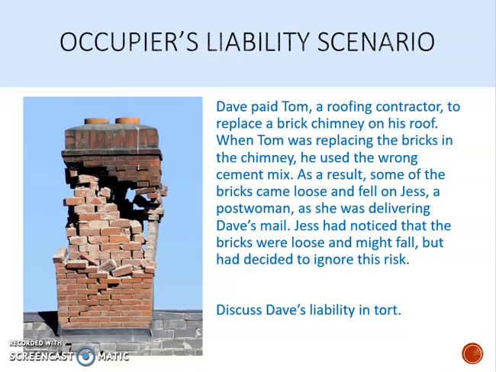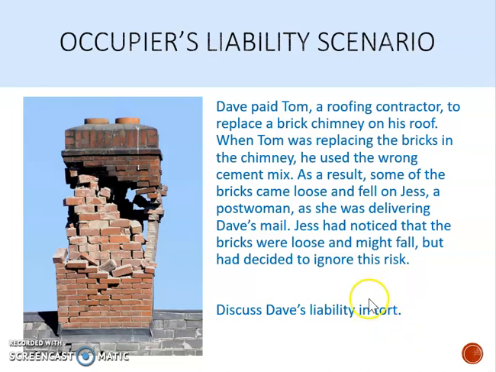Let's start by looking at the situation that we've been given then. So Dave paid Tom, a roofing contractor, to replace the brick chimney on his roof. When Tom was replacing the bricks in the chimney, he used the wrong cement mix. As a result, some of the bricks came loose and fell on Jess, a postwoman, as she was delivering Dave's mail. Jess had noticed that the bricks were loose and might fall, but had decided to ignore this risk. And you're being asked to discuss Dave's liability in tort.